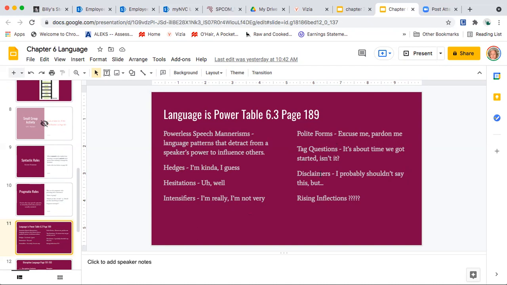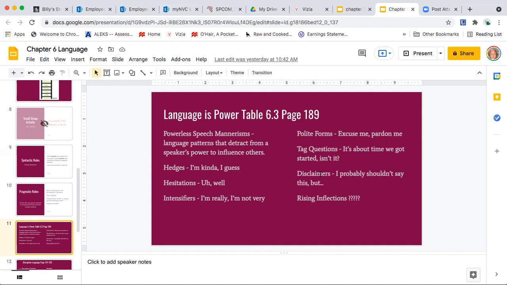And then there are tag questions. So here's an example. It's about time we got started, isn't it? So it's what's after that comma, isn't it? That's the tag question. And again, powerless speech, right? So this is a person who's uncertain. They're making a declaration. It's about time we got started, right? But they're kind of afraid to be that declarative. And so they put a tag question on there for fear that they may be coming off as too bossy or too pushy.